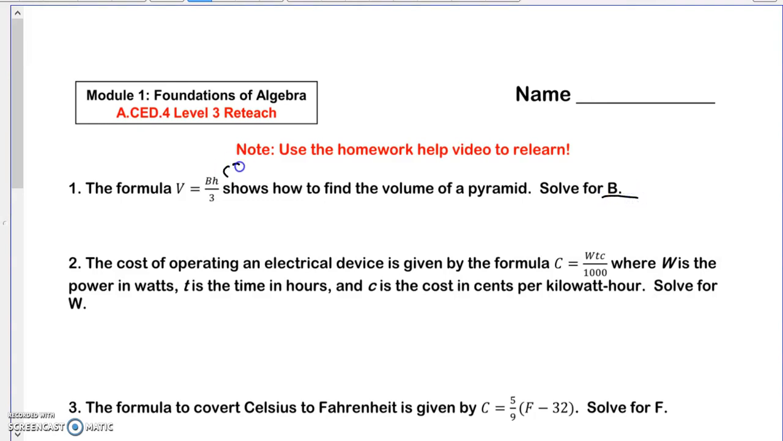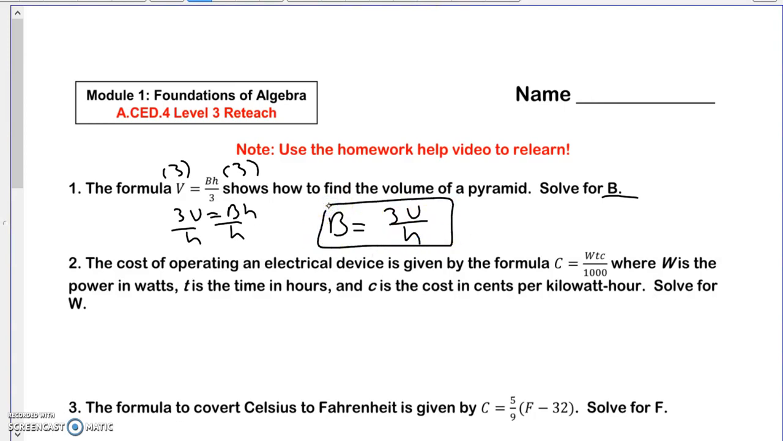So what I'm going to do is I'm going to multiply each side by 3. So I'm going to get 3V equals BH. I'm going to divide by H, and my answer would be B equals 3V over H.